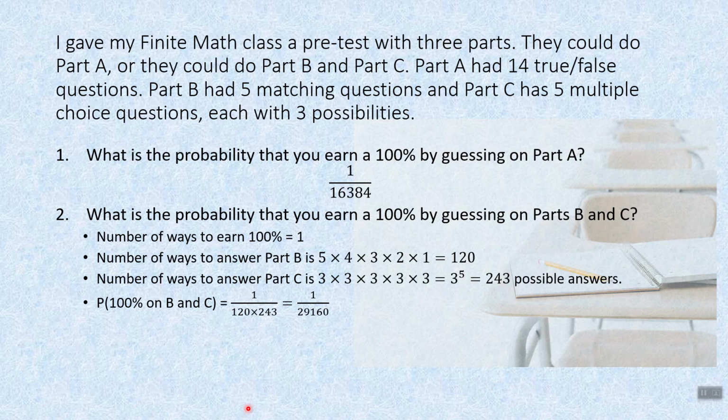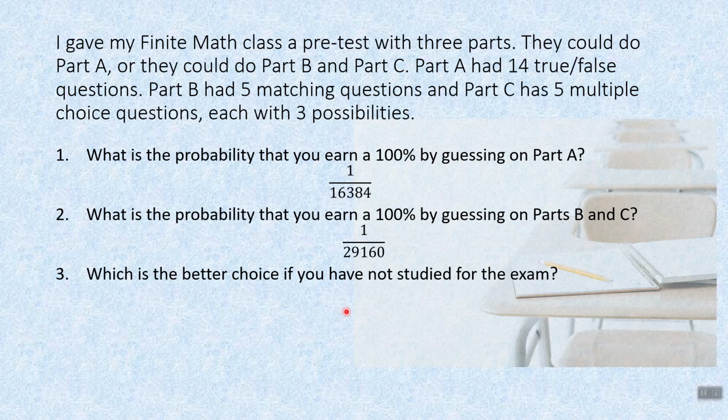Let's put this together. Probability of 100% on B and C. 100% has 1 chance, sorry. B and C, so we'll multiply those in our denominator, 120 and 243, so we'll get 1 over 29,160. What? Those 10 questions are going to give us a smaller probability than the 14 questions. What? Which is a better choice if you've not studied for the exam?